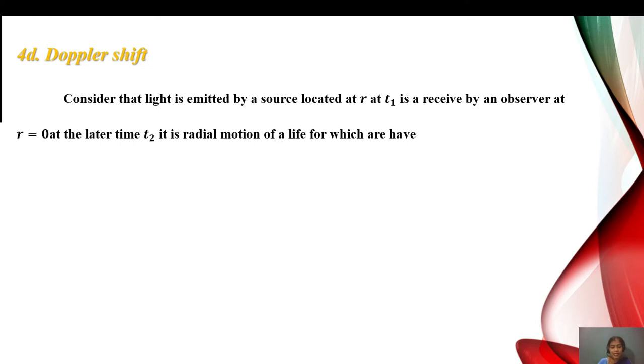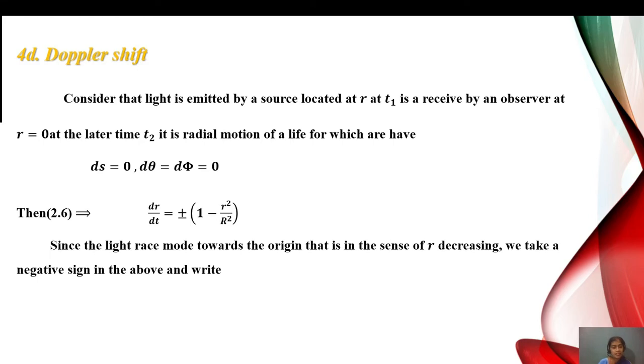At the later time t2, it is a radial motion of light for which we have to consider ds equals 0, and the angle d phi equals 0. Then the equation given in the previous lecture, 2.6, gives dr upon dt equals plus or minus the bracket 1 minus r square upon capital R square. Plus or minus is a sign that gives two possibilities.